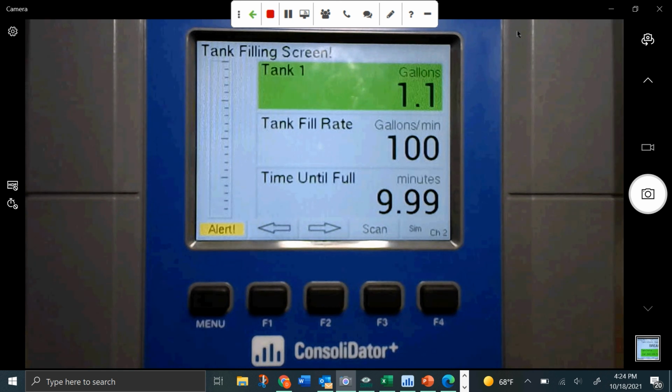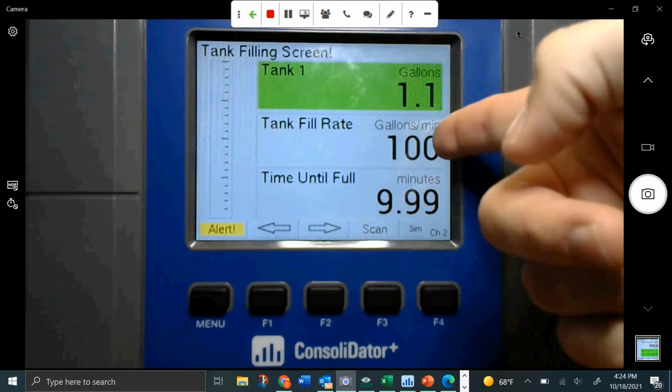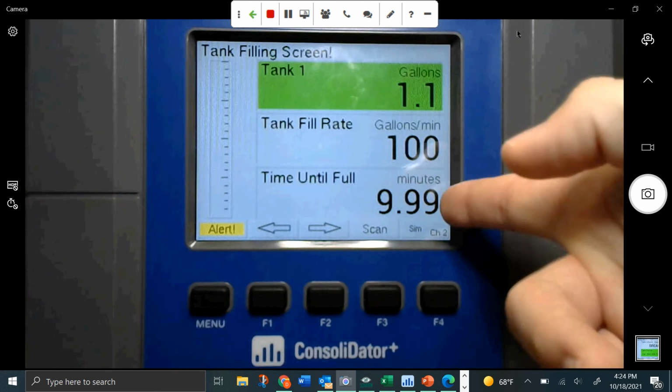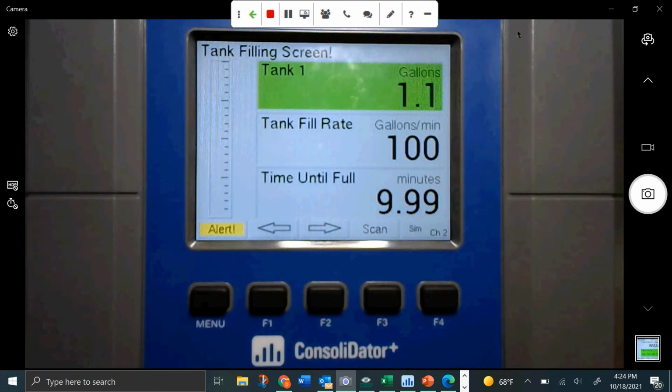If I have a 1,000-gallon tank and my tank fill rate is 100 gallons per minute, it should take me 10 minutes to fill that tank, right? That makes sense. But go ahead and check this out.